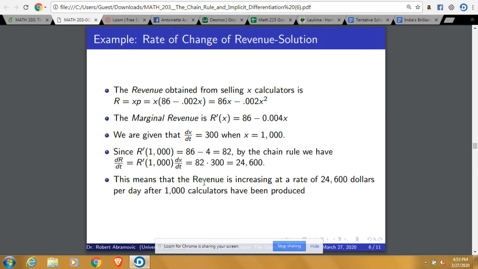So that means, remember, revenue is the amount of money that's in the company's cash register. So this means after 1,000 calculators have been produced, if the company increases the production level by 300 calculators per day, the next day they'll be getting $24,600 extra in their cash register. That's a lot of money, provided the cost of production is not too high.